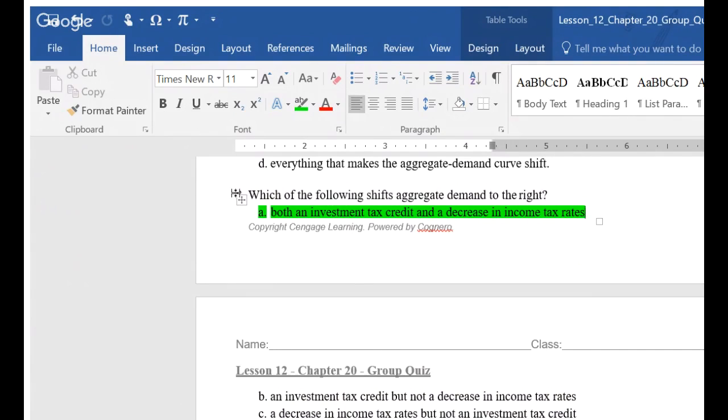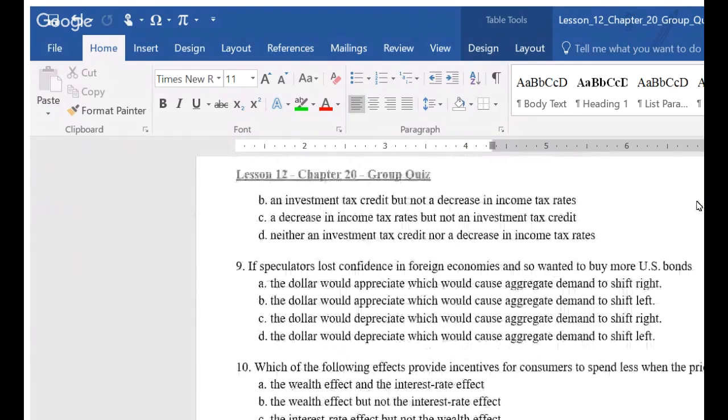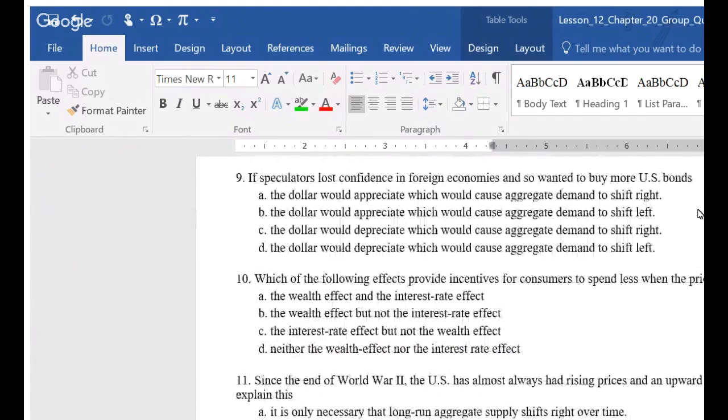All right. I feel like I'm very confident on these answers, even though I don't have them. Like I'm looking them up as we go, which is really slow. But I feel like I'm getting good answers. No, luckily there's not really any math in these ones. This chapter is like math free. That's true. So pretty much all straight answers, or should be. Yeah. All right. So speculators lost confidence in foreign economies and wanted to buy more U.S. bonds.